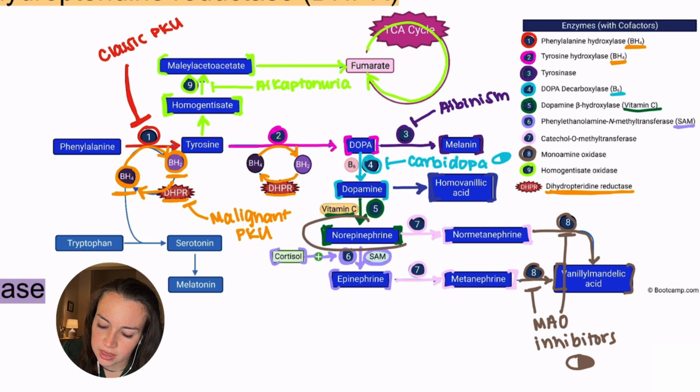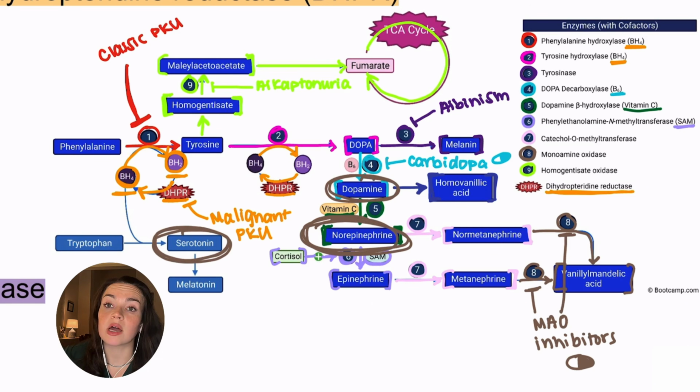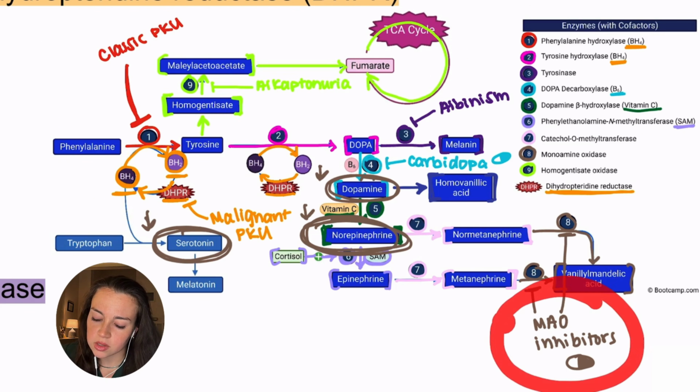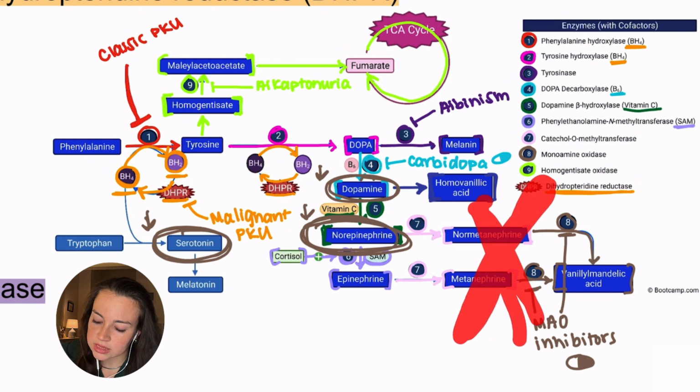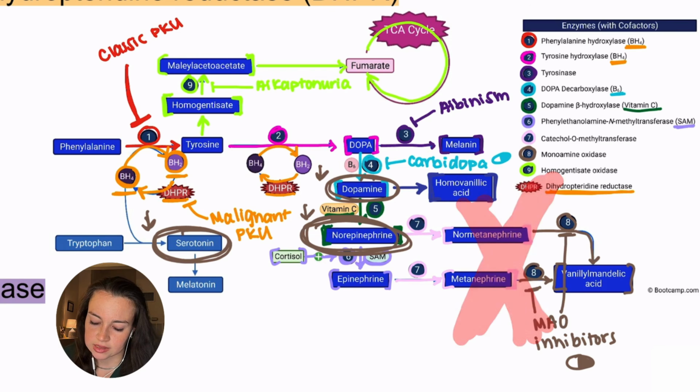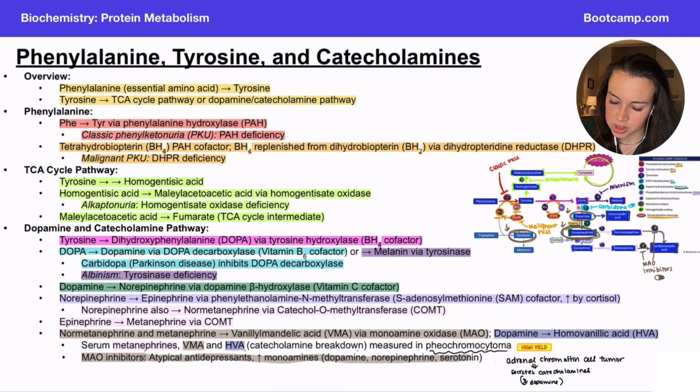So norepinephrine, dopamine, and serotonin are all what are called monoamines. And the monoamine hypothesis states that low monoamines are associated with depression. So MAO inhibitors cause an increase in these monoamines by preventing them from being broken down by that monoamine oxidase. And as such, they can be used in depression. And you can learn more about MAO inhibitors in the psychiatry unit.